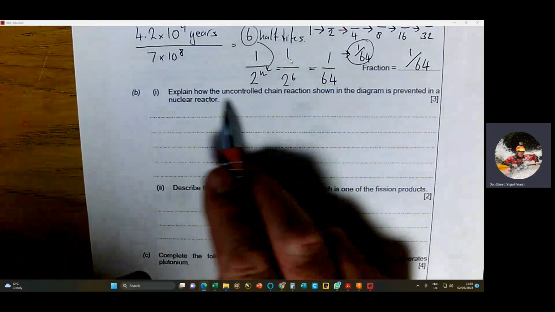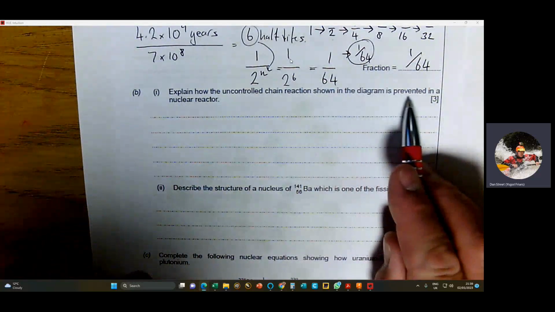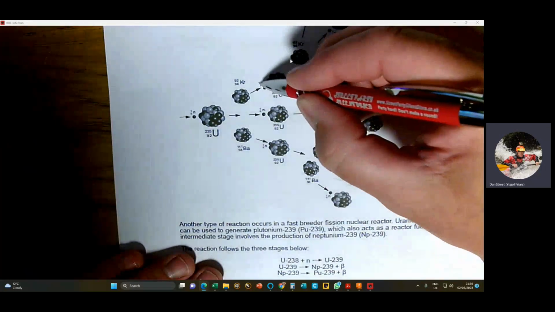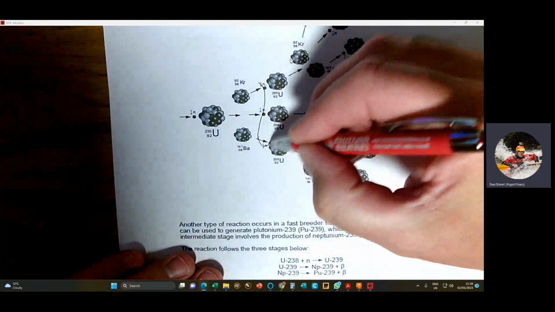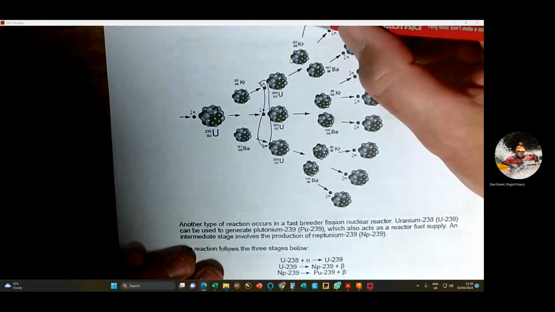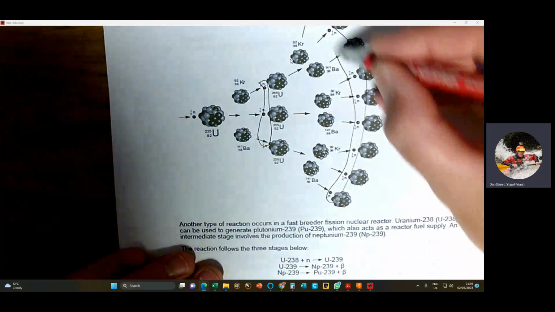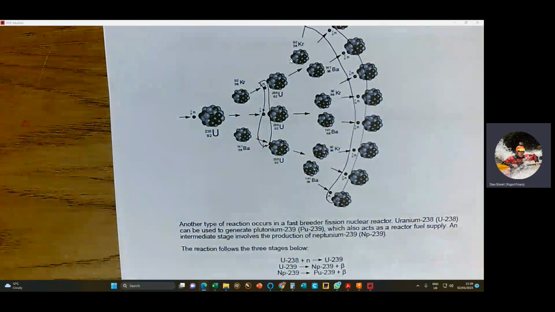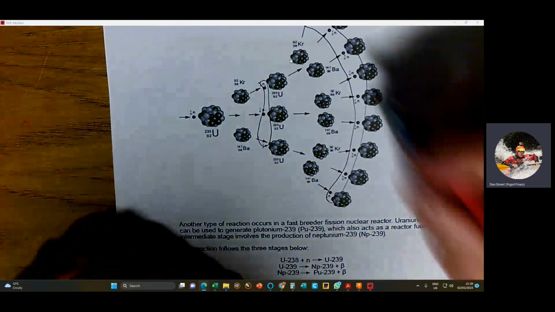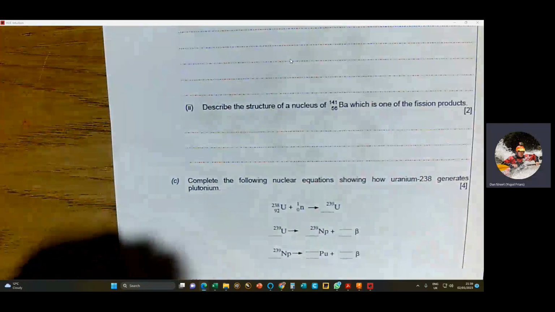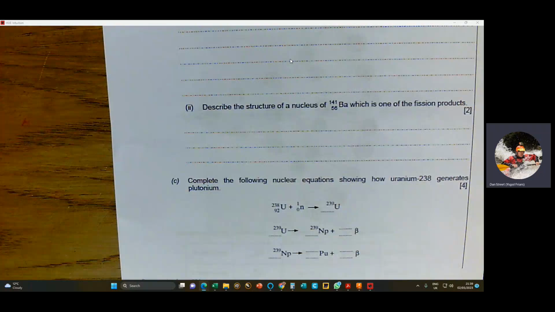Okay, this question here: explain how the uncontrolled chain reaction shown in the diagram is prevented in a nuclear reactor. So if we have a look at the diagram, the key thing we need to be aware of are these neutrons. Every time neutrons are made, that's where we can prevent the reaction getting any worse, because these neutrons are a special speed of neutron. They're slow neutrons, and so the boron can actually absorb them, the control rods rather.